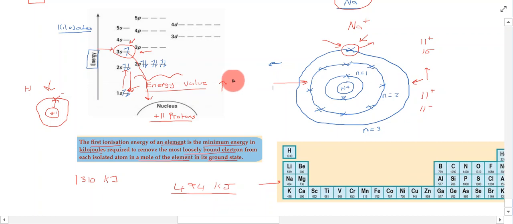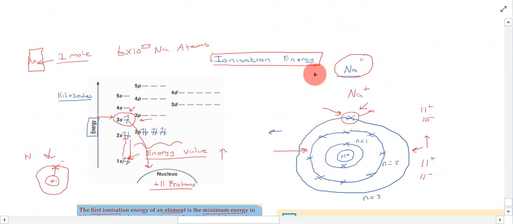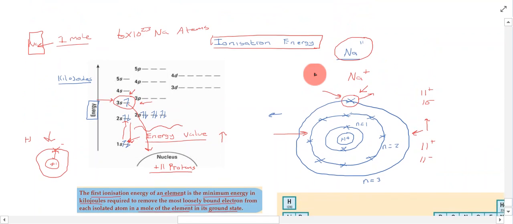So again, this is just a quick introduction to what's known as ionization energies and what we mean by an ionization energy. Basically, it's the energy it takes to turn a neutral atom of a particular element into an ion.